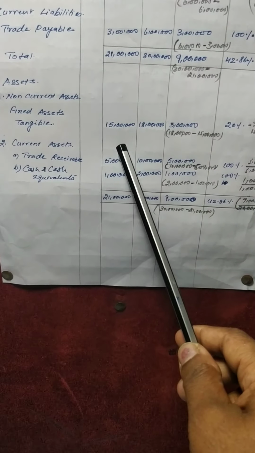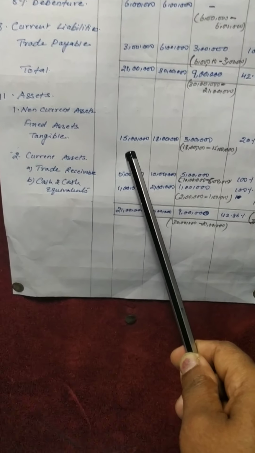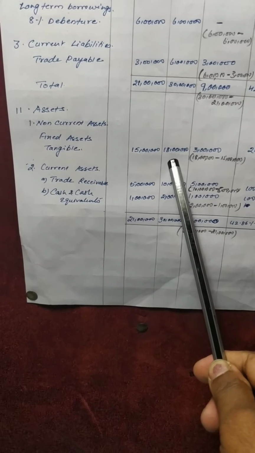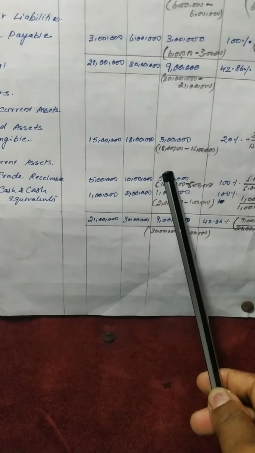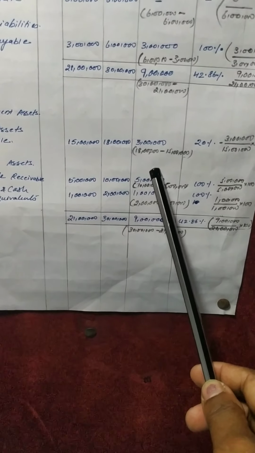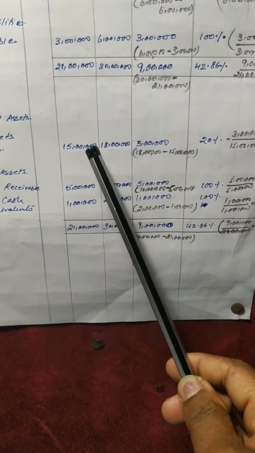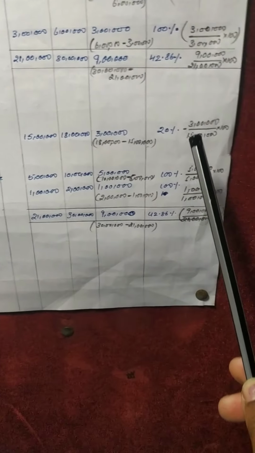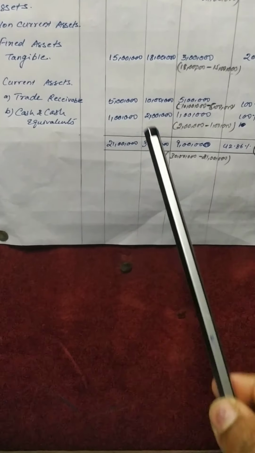As it is, we have to copy it. Okay. So here, previous year 15 lakh, current year we are having tangible assets of 18 lakh. Change is 3 lakh, that is 18 minus 15 lakh. Absolute change is 3 lakh and percentage change is C upon A into 100, that is 3 lakh divided by 15 lakh multiplied by 100. We got 20%. Then trade receivable is given.